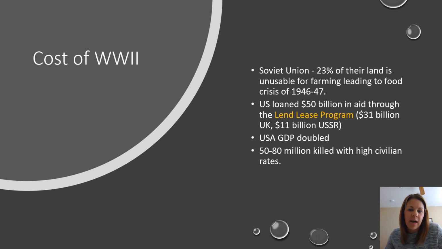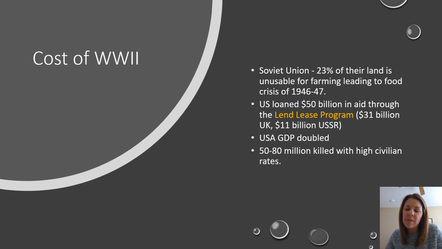So the USSR has the biggest impact financially, which is why they are demanding the largest form of reparations. 23% of their land is now unusable for farming, which leads to a food crisis of 1946 to 47. 17,000 towns, 31,000 factories, 100,000 state farms are destroyed. Cadres, remember Fitzpatrick. European coal production is down by 40% at the end of the war.